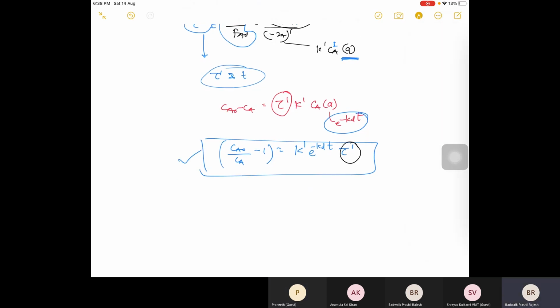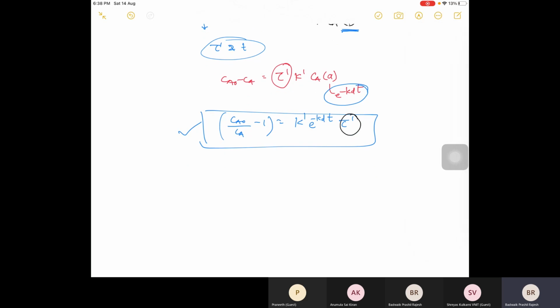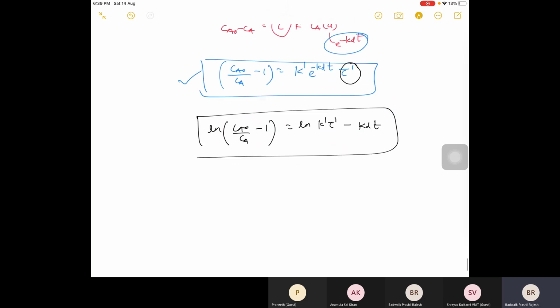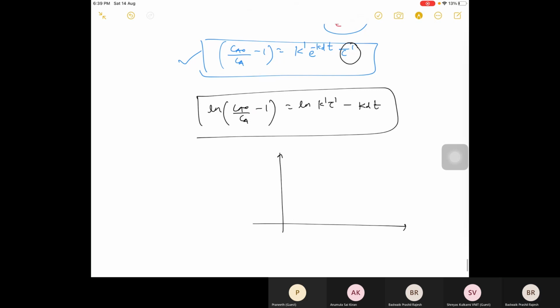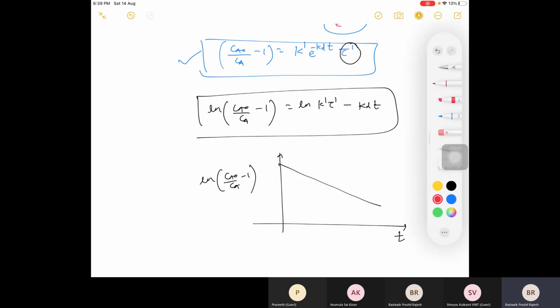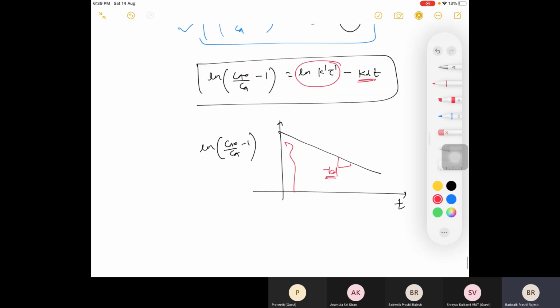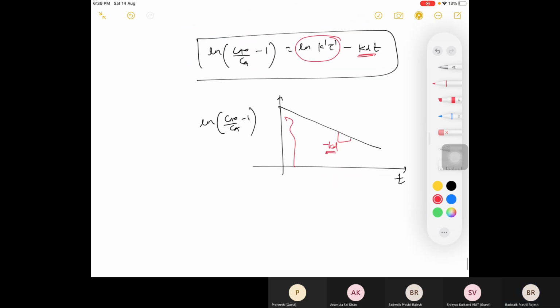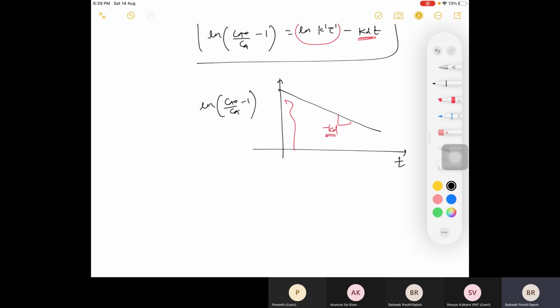Okay, now you can vary this tau with respect to time. So you can arrange this equation in terms of ln of Ca naught by Ca minus 1 is equal to ln of K dash tau dash, and here it will be minus Kd into T. So using this you can plot ln of Ca naught by Ca minus 1 against T. So we'll be having some intercept with decreasing slope. This value you know, and this Kd is the slope. Okay, then we will be having the next topic or next derivation.